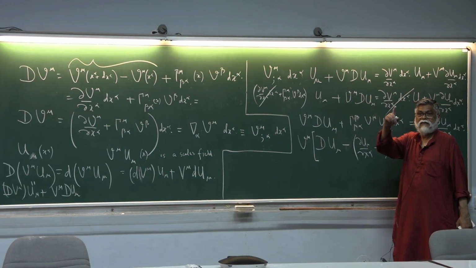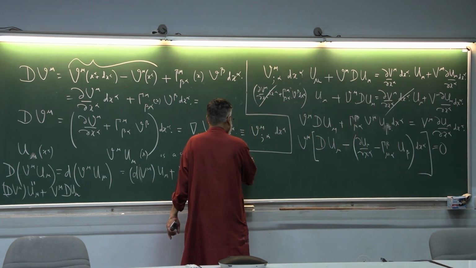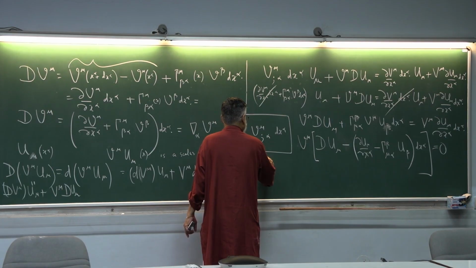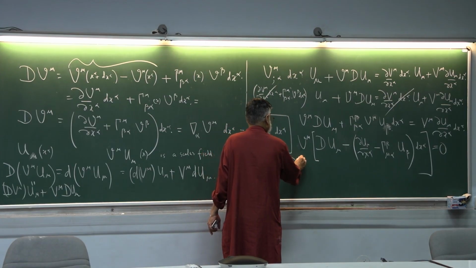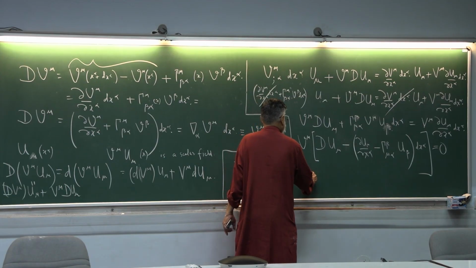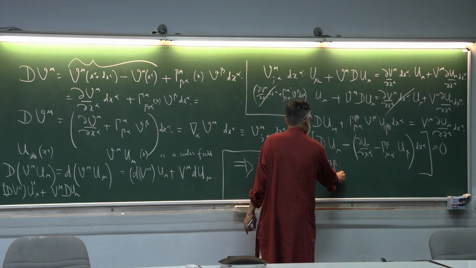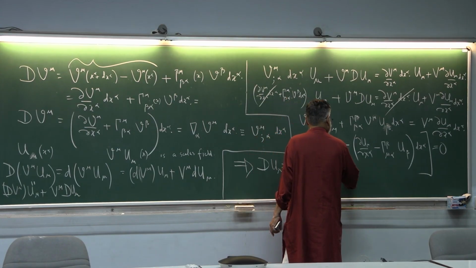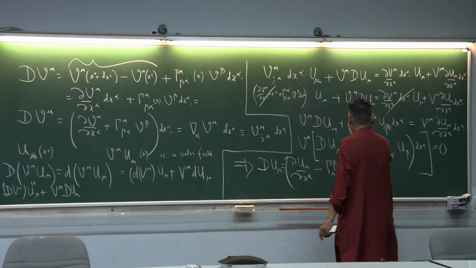Yeah, you have a question, Snehil? Yeah. So this immediately implies, from the fact that v mu is arbitrary, that the actual differential of u mu is indeed equal to del u mu by del x alpha minus gamma beta mu alpha u beta, dx alpha.